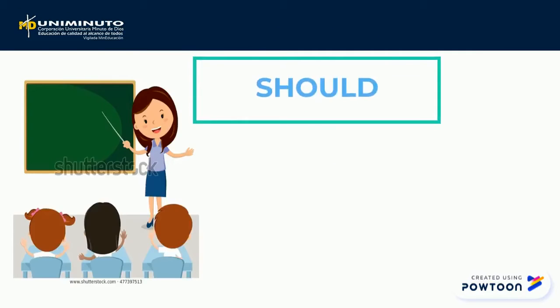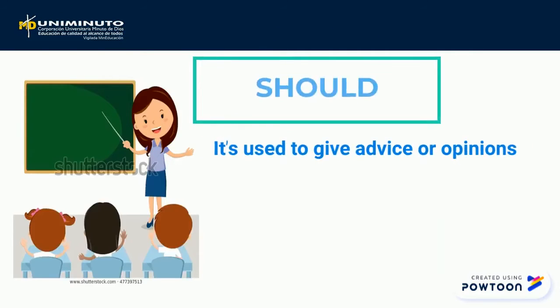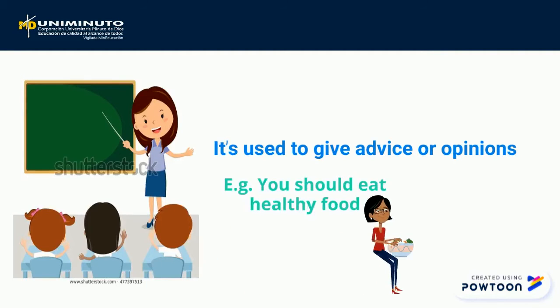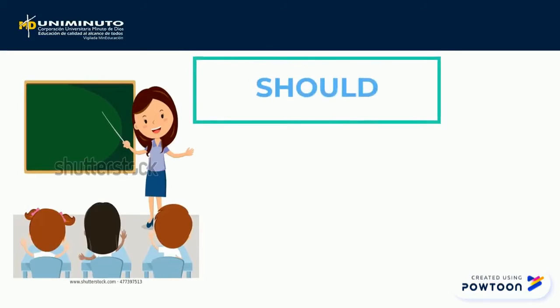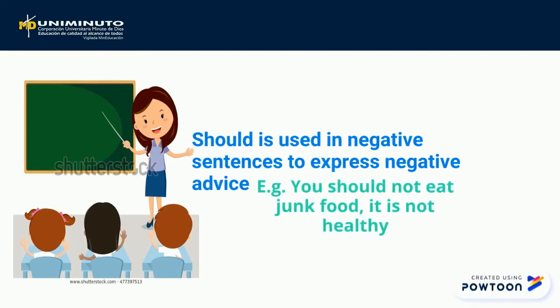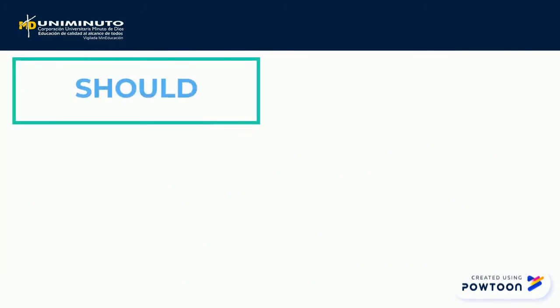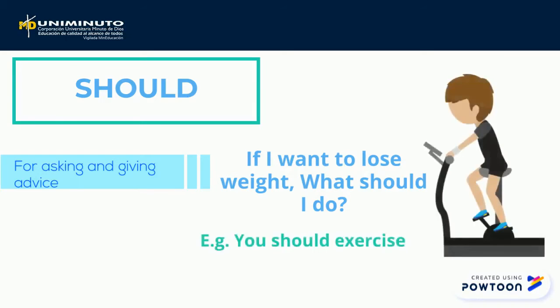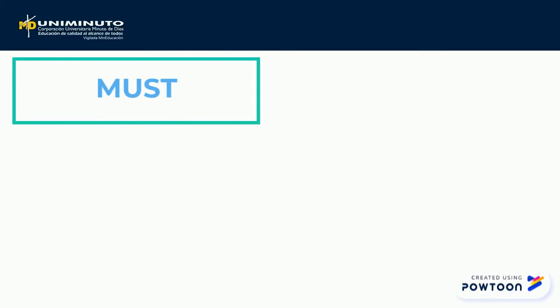Let's start with should. Should is used to give advice or opinions. For example, you should eat healthy food. Should is used in negative sentences to express negative advice. For example, you should not eat junk food. It's not healthy. Should is used for asking and giving advice. For example, if I want to lose weight, what should I do? You should exercise.